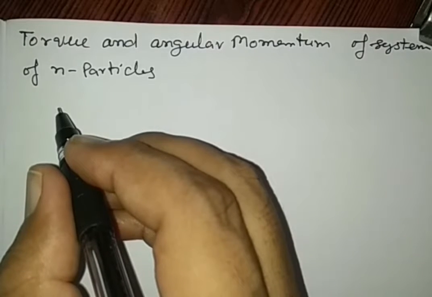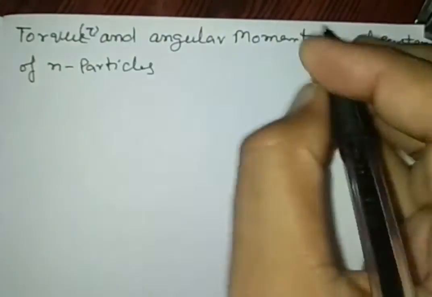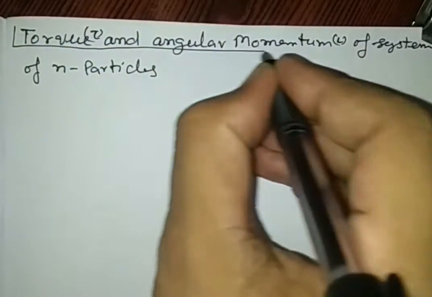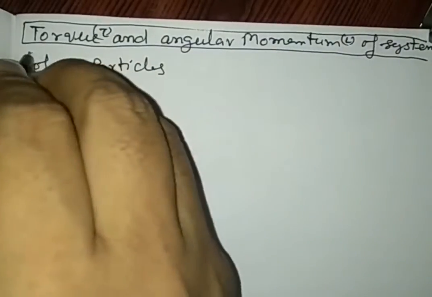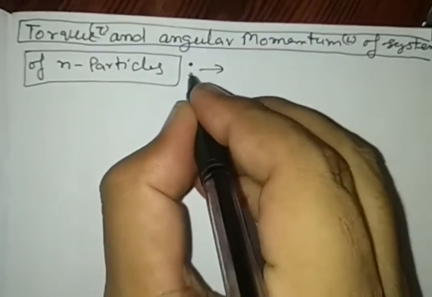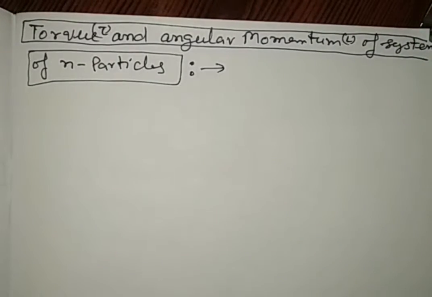To see the torque tau and angular momentum L of a system of n particles. We are going to see this topic here, right?